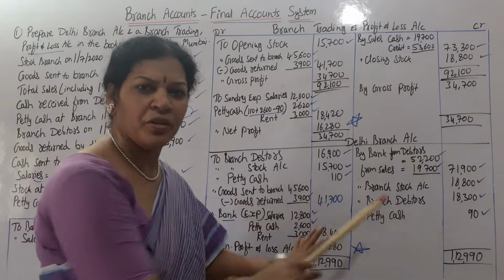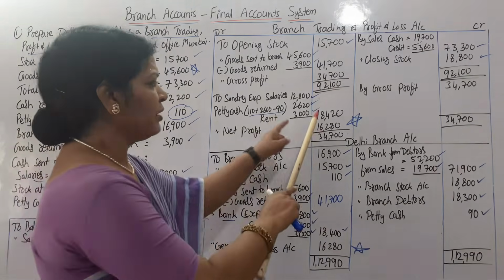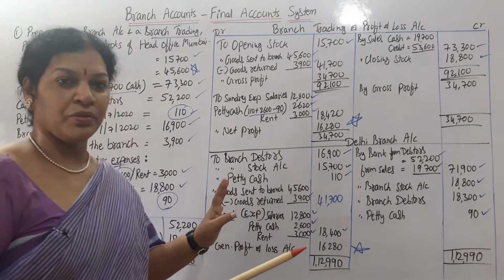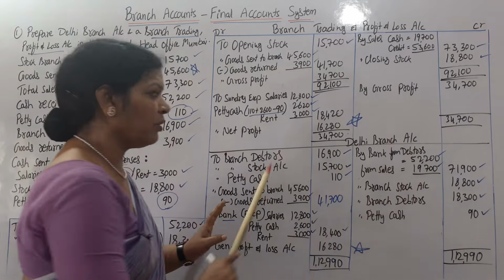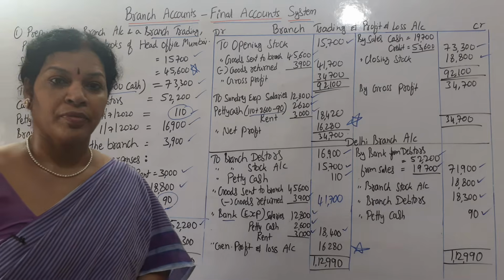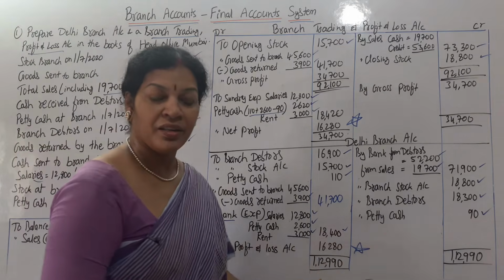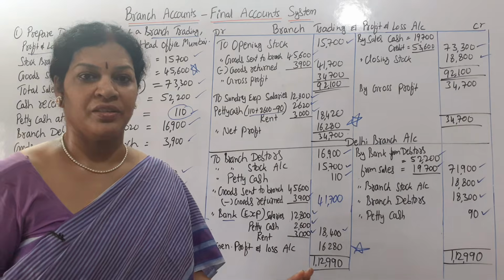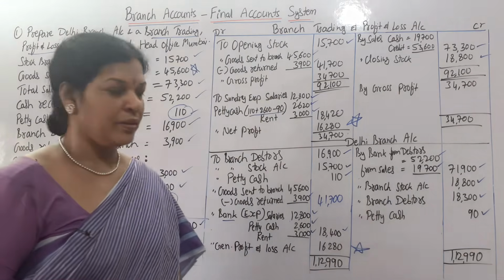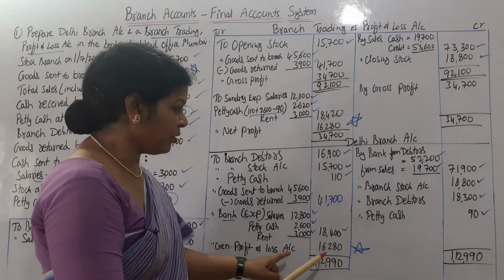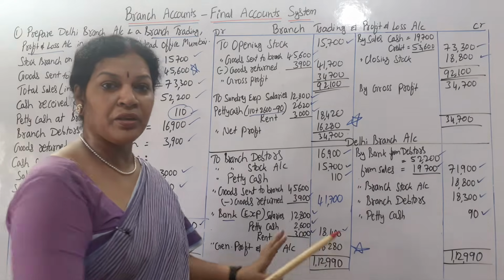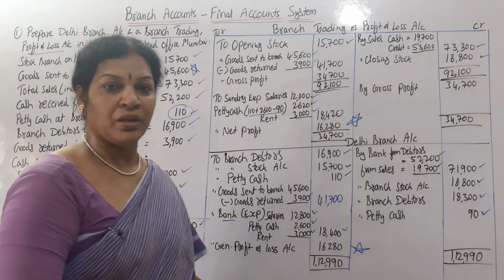Rest of the transactions you have already posted. Once you transfer this amount, profit and loss account to branch account, now if you see the total of branch account, both the sides it is tallying. Both the sides it is equal, just like final accounts. The credit side you got 1,12,990, and the debit side also you got 1,12,990. Both the sides it is equal.